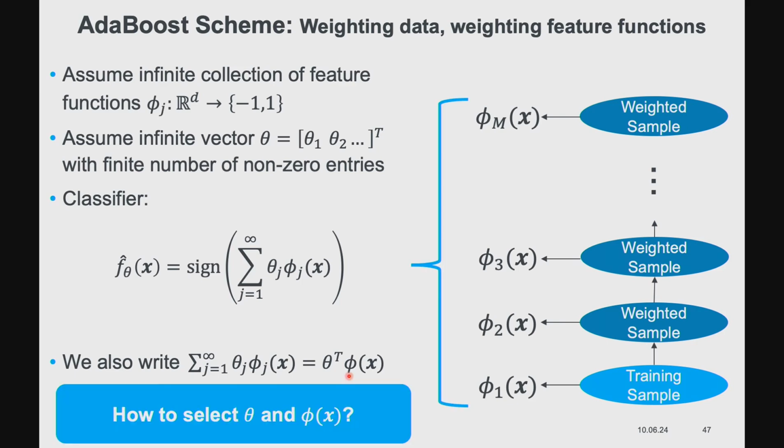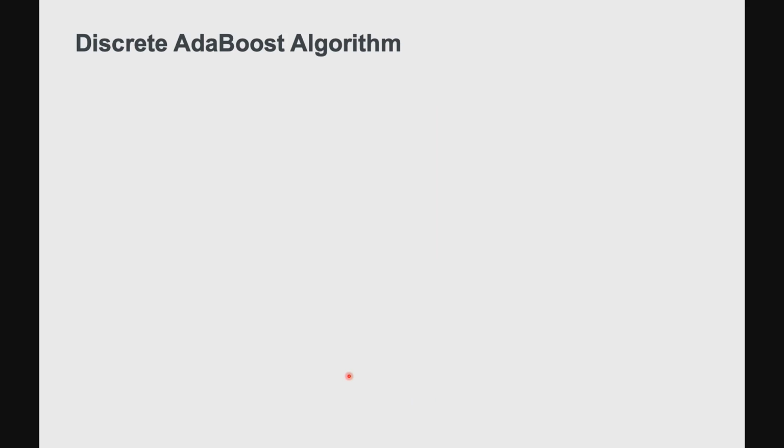So how, of course, to select the weights? The weights are the thetas, and how to select our feature functions. That's the question for this model. So here is the discrete AdaBoost algorithm. How important are our data points based on which we learn initially? They have uniform weights at the beginning. Every data point receives a weight of 1 divided by n, where n is the number of data points.